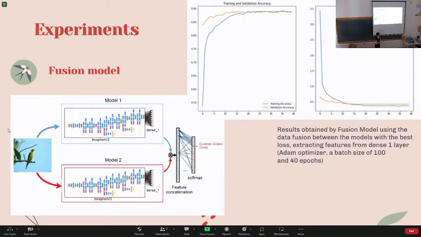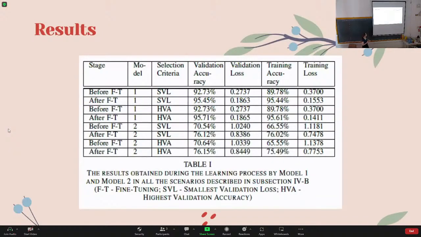Now, these are the best results obtained for this fusion model. It uses the Adam optimizer, the categorical cross-entropy loss, and I ran it for 14 epochs. Talking about our results, here are the results for Model 1 and Model 2. They were considered both in terms of smallest validation loss and highest validation accuracy, and we may observe that the fine-tuning phase increased the accuracy significantly in both cases, for Model 1 with 3% and for Model 2 with 6%.